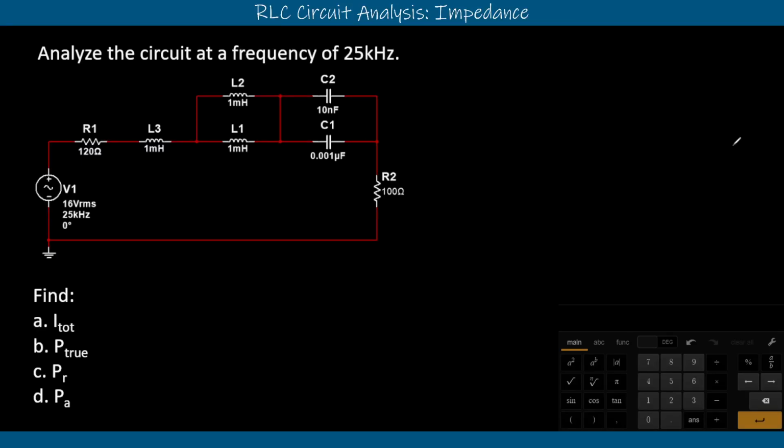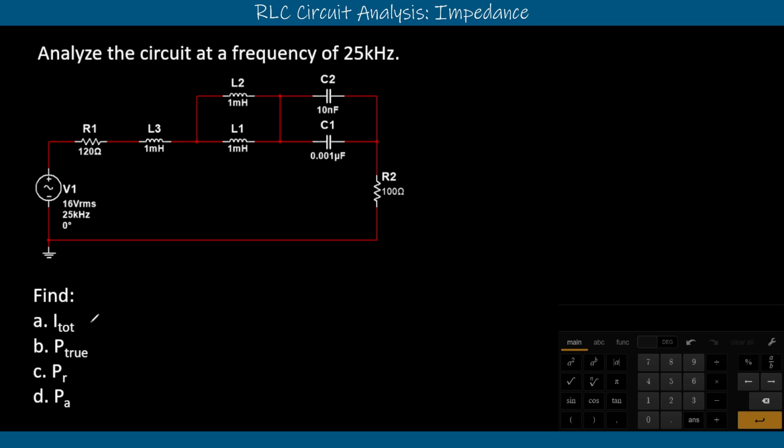In this video, we're going to look at this RLC circuit. It is a series parallel combination circuit, and they've given us a frequency of 25 kilohertz. And so we know we can use that to find our XL value and our XC value and use that to determine our total current and all of our power values. And so we're going to start with total current.